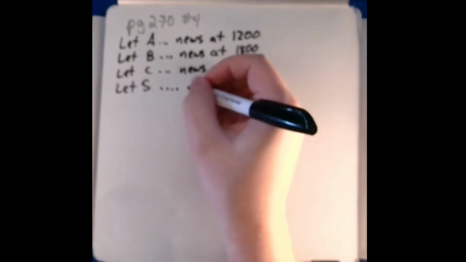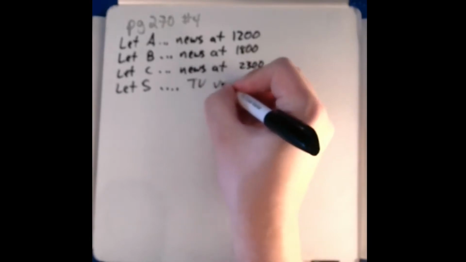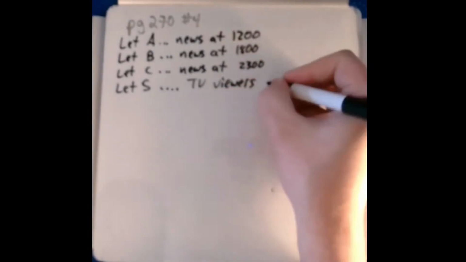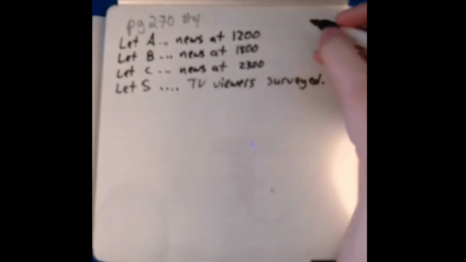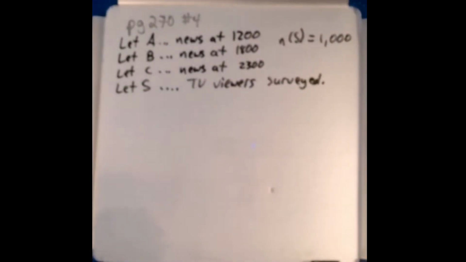I've already written my let statements here. Once again, I've cheated a little bit for the sake of time. Let A represent the set of people that watch the news at 1200 hours. Let B represent the 1800 viewers, and let S represent the set of all TV viewers surveyed. We also have a little more information from the question: the cardinality of all the people surveyed was 1,000.